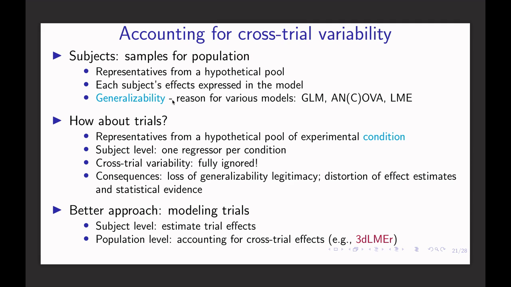There's a new program called 3dLMEr that can be adopted to handle this kind of situation. Basically, you have two random effects that are crossed, in the sense that they have their own variance terms. As long as you are willing to invest some effort and time, your model would be more legitimate. So that's one advanced approach to handle cross-trial variability.